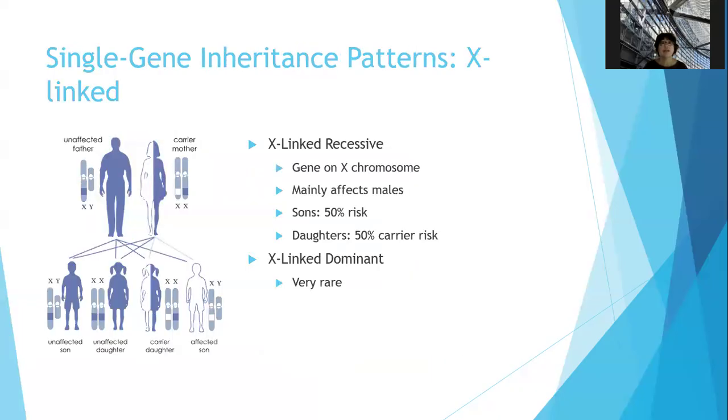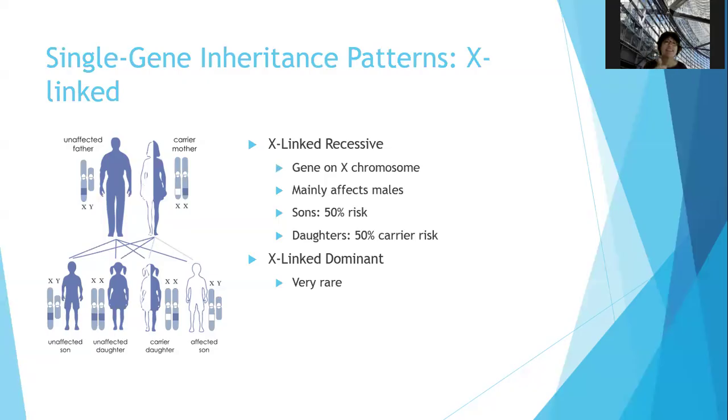So, single gene X-linked inheritance patterns. Those were autosomal disorders that we just talked about, dominant and recessive. With X-linked, of course, you get an X from your mother and a Y from your father. The Y chromosome is tiny; it doesn't have much on it, and so most of the good stuff is on the X chromosome.